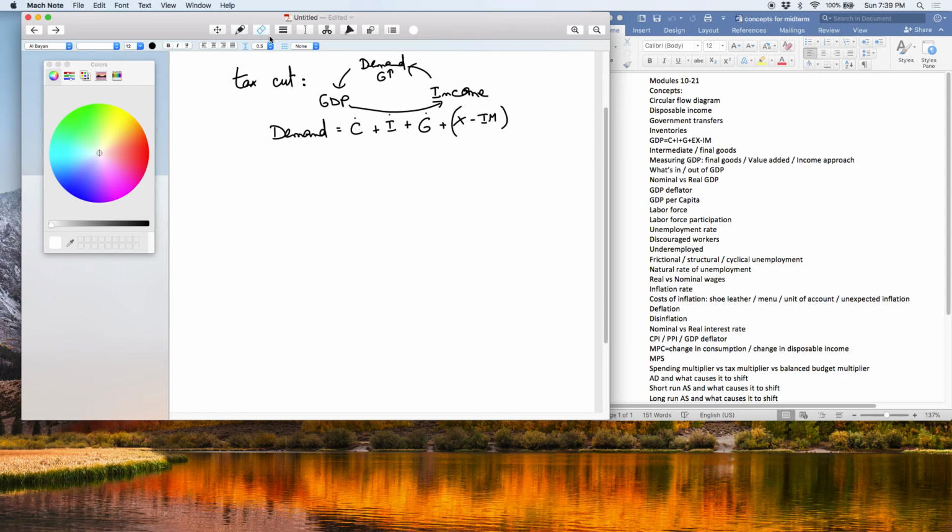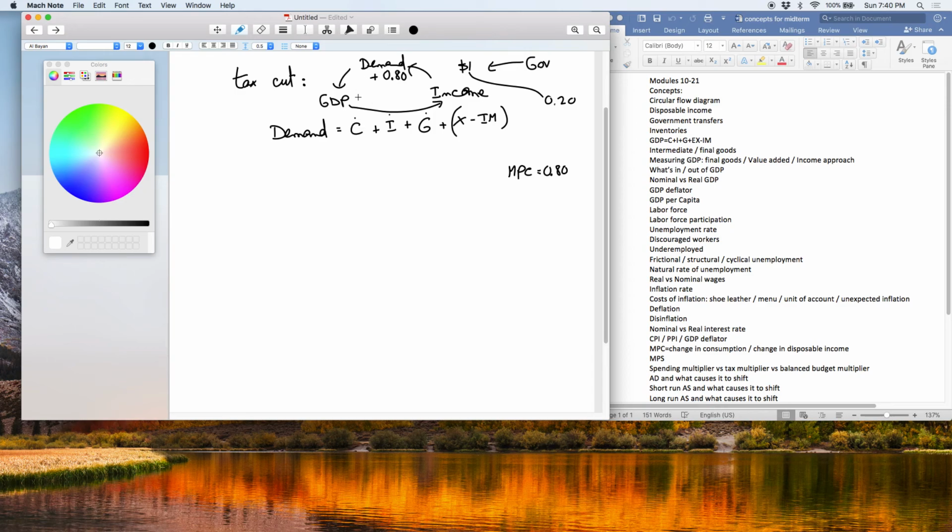But if the government gives you a tax cut, okay, the first thing you're going to do, so if the government says, I'm going to give you $1 as a tax cut, the first thing you're going to do is you're going to actually save some of it. So if the MPC is 80 cents out of each dollar, you're actually going to save some of it, and then you're only going to actually spend 80 cents.